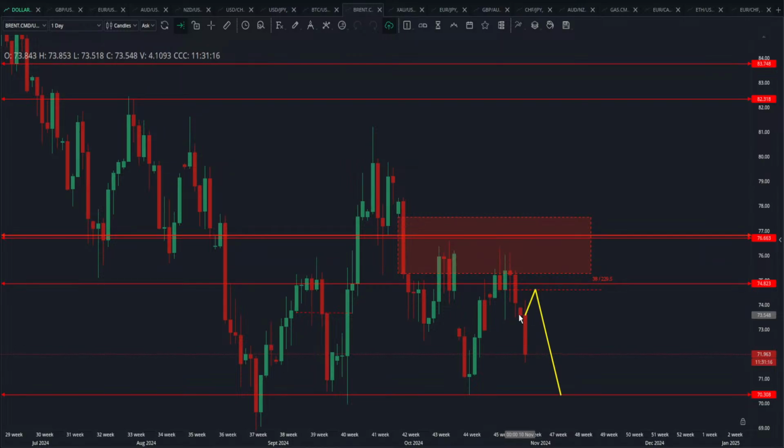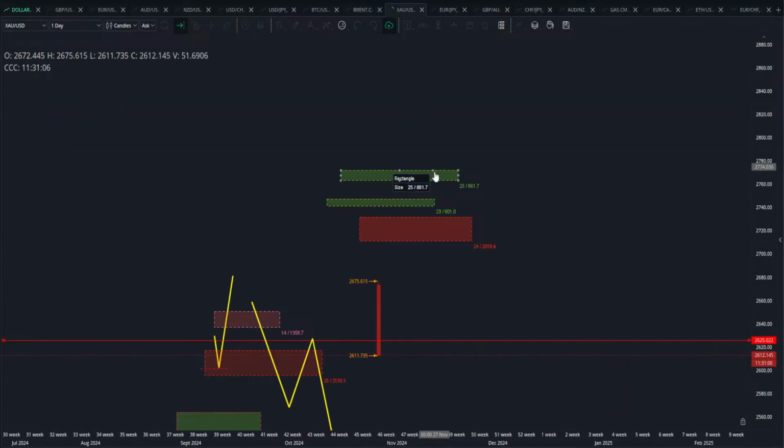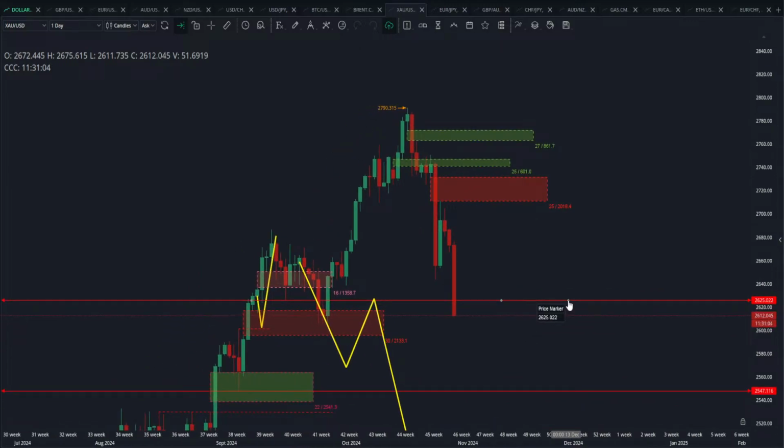On the way down, it has created some fair value gap, but which is based on the Sunday candles, so I will not take it as a fair value gap. Yes, the target is 70.30. Below that, if the candle closes, we can see the lower prices, and even the crude oil can go to dustbin. Gold is selling off heavily.